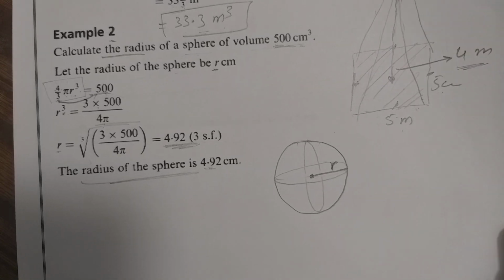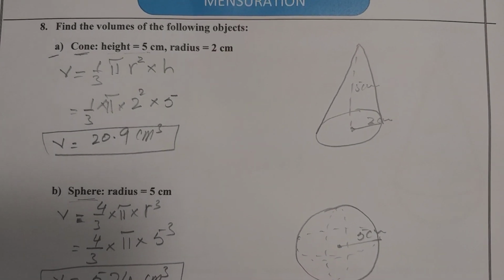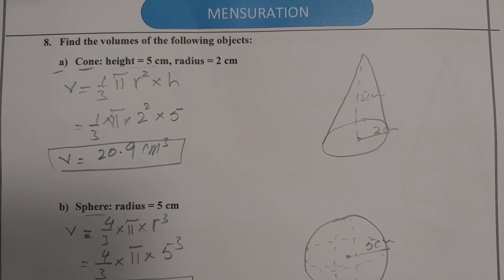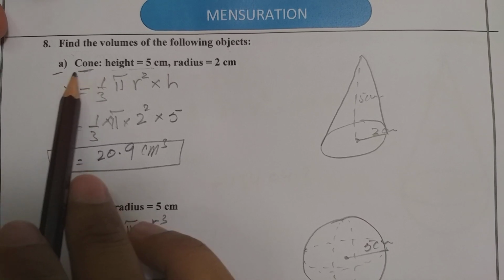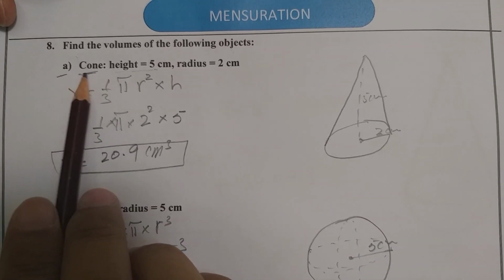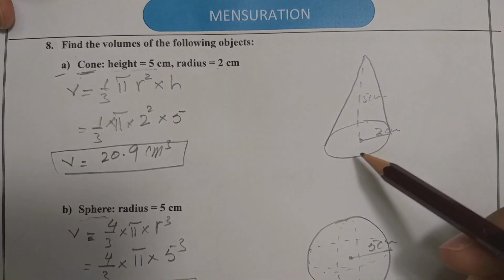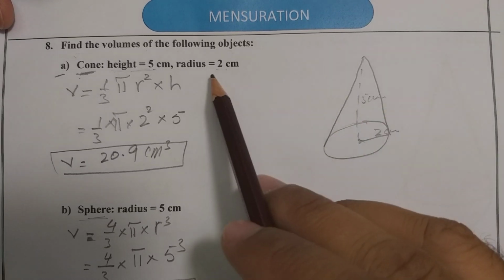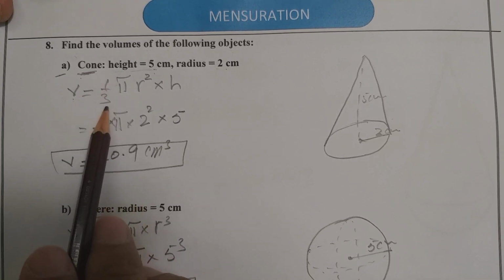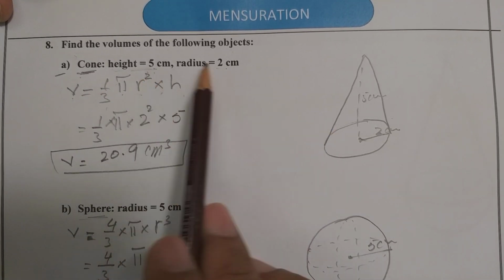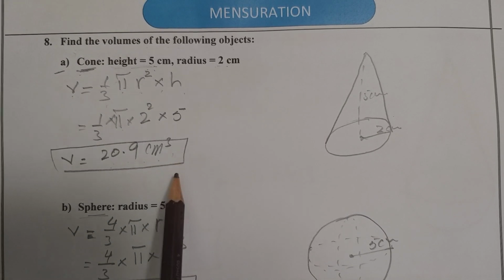Now let's start with the questions from the worksheet. Question number 8 in the worksheet, where we are given some information about the cone. It says find the volume of the following objects. So we are given different objects in this question. First of all, we are given the cone, and the height is 5 centimeters, radius is 2 centimeters. This is the cone, this is the circular part. We know the formula, volume of the cone equals 1/3 pi r squared times h. Just substitute the given information in the formula and then simplify. You will find the answer 20.9 cubic centimeters.